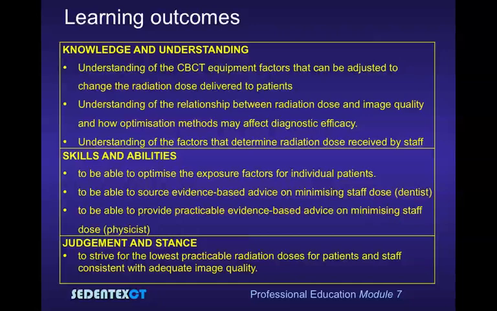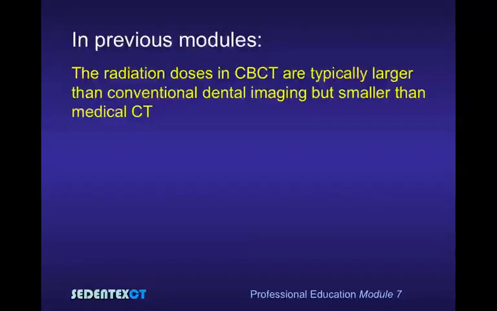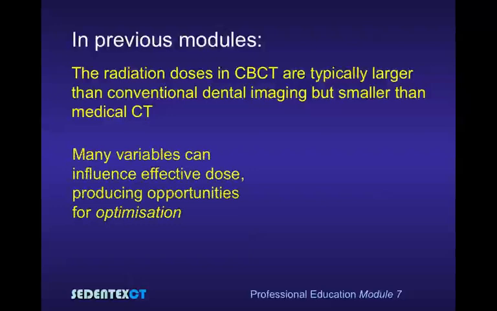The overall judgment and stance for this module is that we should strive for the lowest practicable radiation doses for patients and staff, consistent with adequate image quality. In previous modules, we found that the radiation doses in cone beam CT are typically larger than with conventional dental imaging, but smaller than with medical CT. Many variables can influence the effective dose, producing opportunities for optimization.